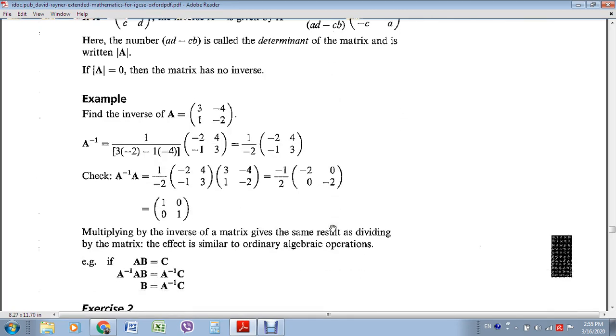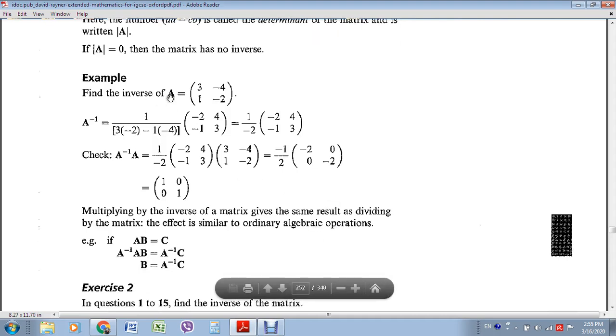Now you can see the example. Find the inverse of A, if A is equal to the matrix 3, -4, 1 and -2. The inverse will be, first find the determinant. 3 multiplied by -2, you can write here 3 multiplied by -2. Then here should be the negative sign. Then 1 multiplied by -4.